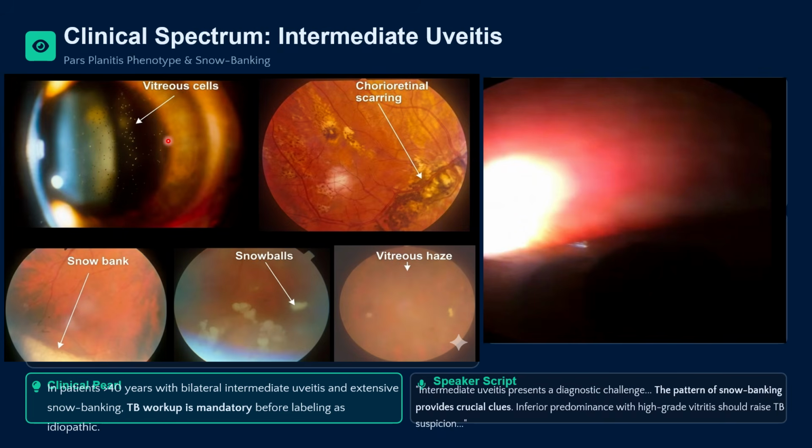So these are the vitreous cells, severe vitritis, unlike other diseases like multiple sclerosis. These are peripheral chorioretinal scars, snowball opacities within the vitreous, which represent exudates within the vitreous, and snow banking opacity in the inferior part with severe vitreous haze. So this whole picture is suggestive of tuberculosis, and you should screen your patient with a skin test or with serology, the IGRA test.